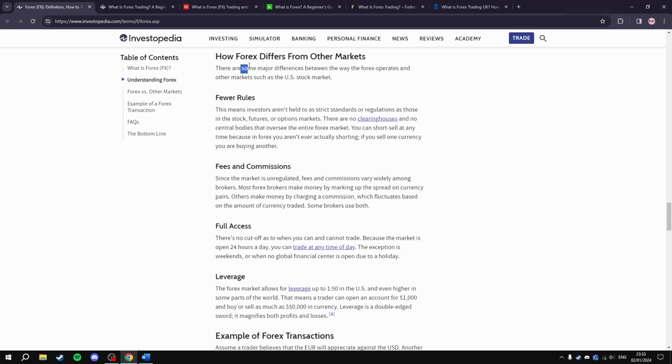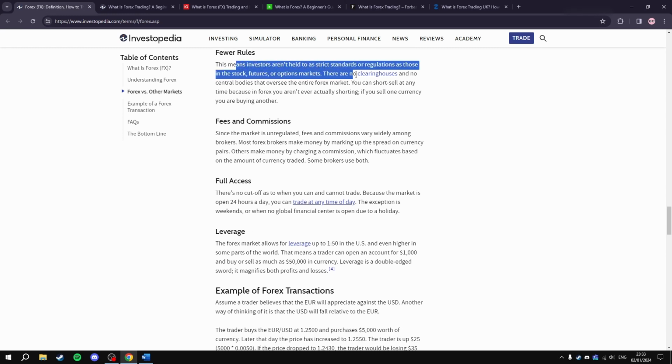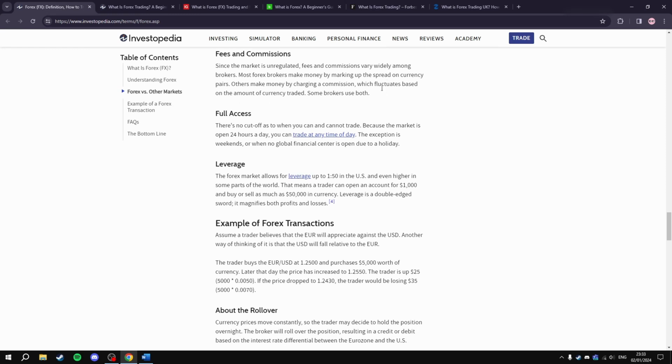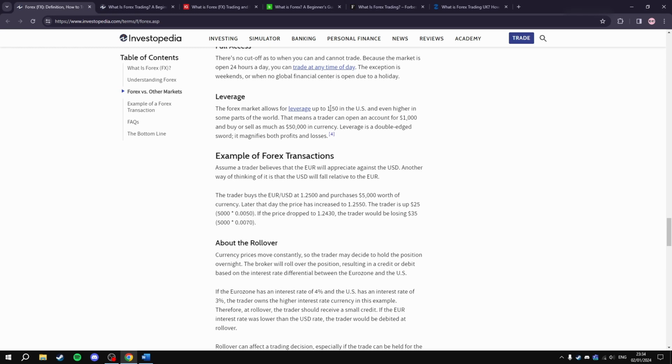How Forex differs from other markets. There are some major markets such as the US stock market. There's fewer rules. There are no clearing houses and no central bodies oversee. You can short sell at any time because you're not actually shorting. If you sell one currency, you buy another. Fees and commissions. Most brokers make money by marking up the spread on currency pairs. Others make money by charging a fee, which fluctuates based on the amount of currency traded. Some brokers use both. There is no cutoff as when you cannot trade because the market is open.